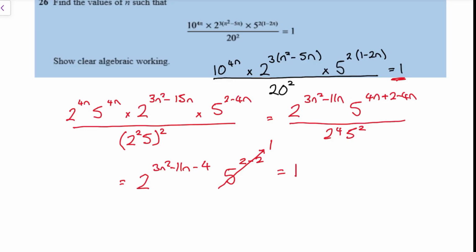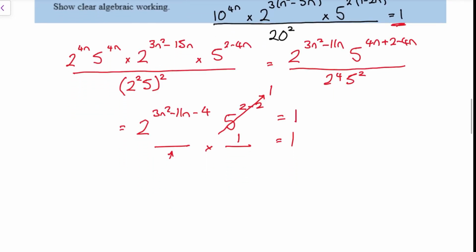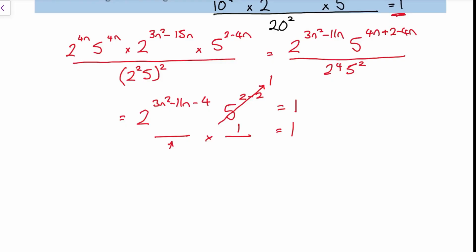Now, let's again think about what we know about numbers. I'm multiplying two numbers together, so I've got a number times a number is equal to 1. This number is 1, so it must be the case that this number is also 1. And if that number is also 1, it means the power must be 0, because anything to the power of 0 is always 1. So therefore the power must be 0, which means I have an equation that 3n squared minus 11n minus 4 is equal to 0. Can I factorise it? Well, I can actually factorise it, but let's just pretend I can't for a second. Let's do the slightly long route so we can do some different methods.